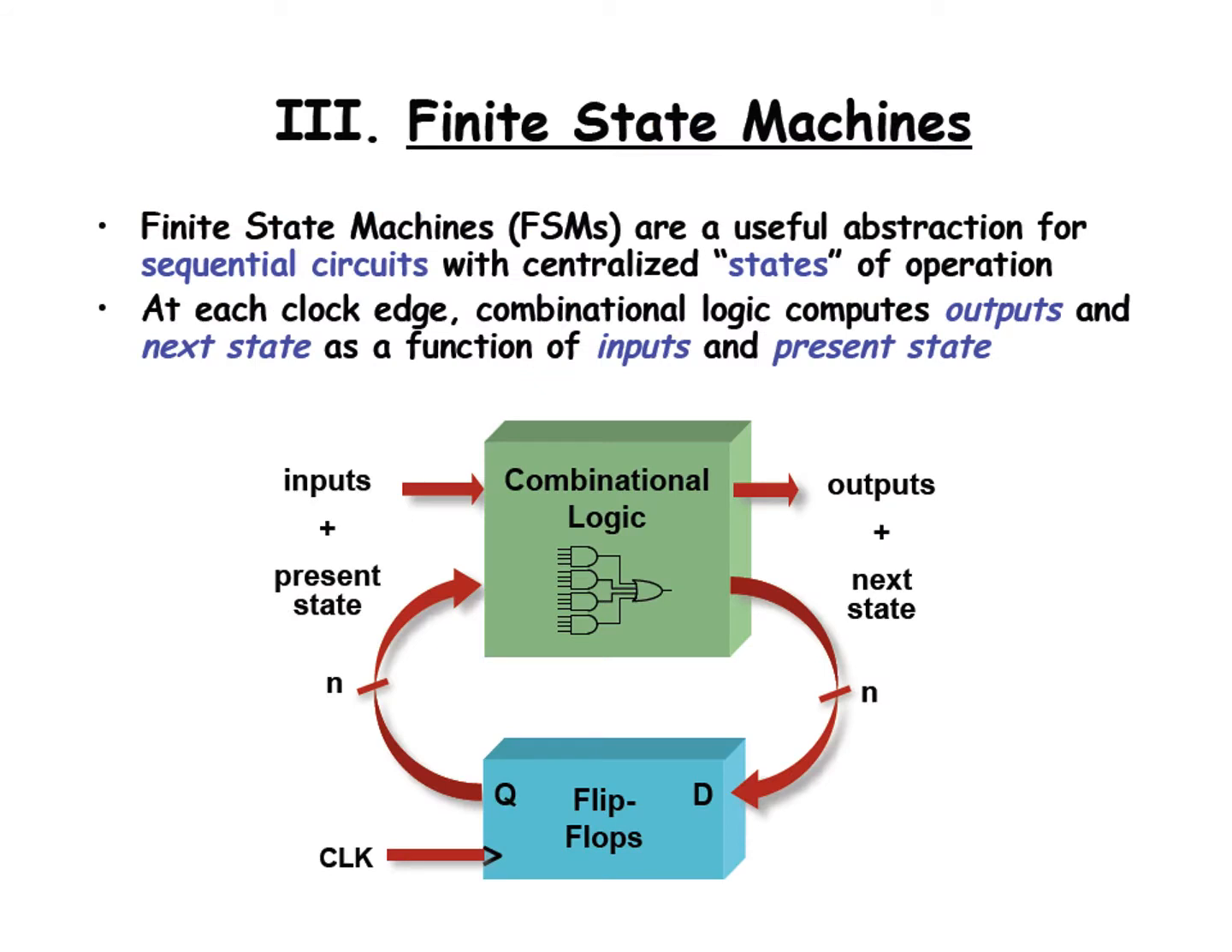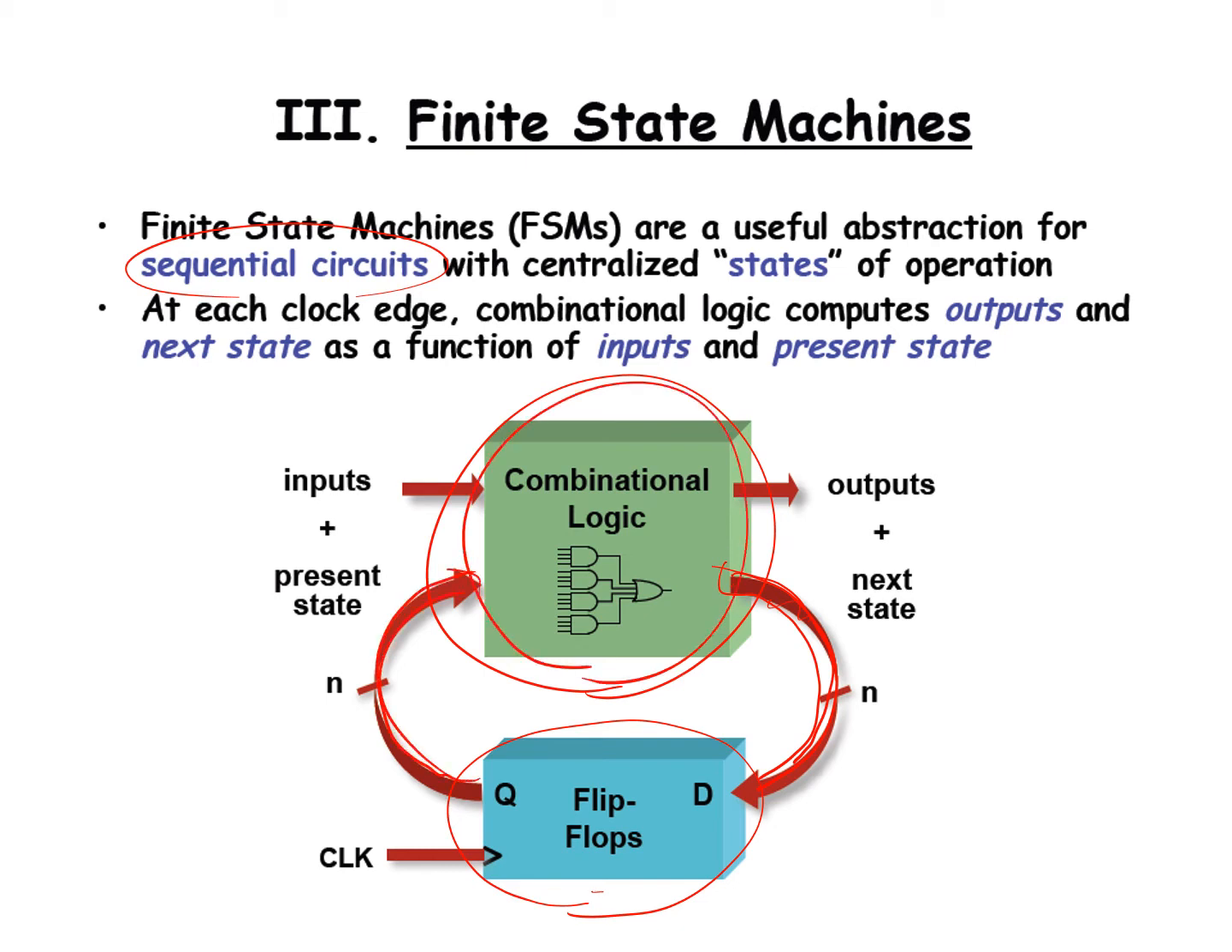In this chapter, we will see how we design a finite state machine in Verilog. A finite state machine is a useful abstraction for sequential circuits. We have indispensable elements like flip-flops and combinational logic. For an FSM, we have feedback. One distinguishing feature is that the combinational logic output goes into the flip-flop, and the output of the flip-flop goes back to the combinational logic.